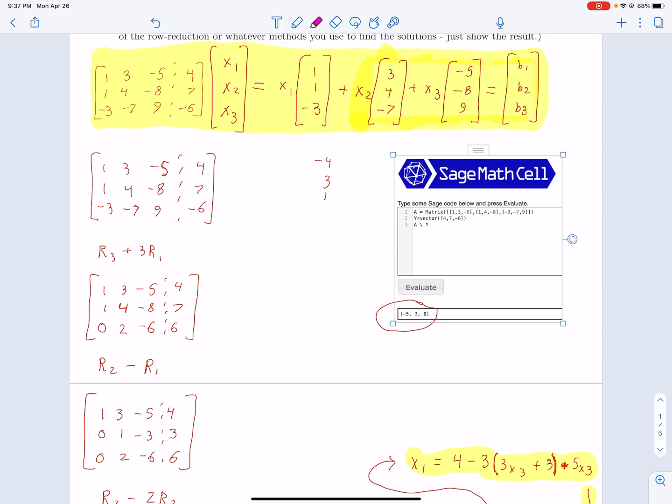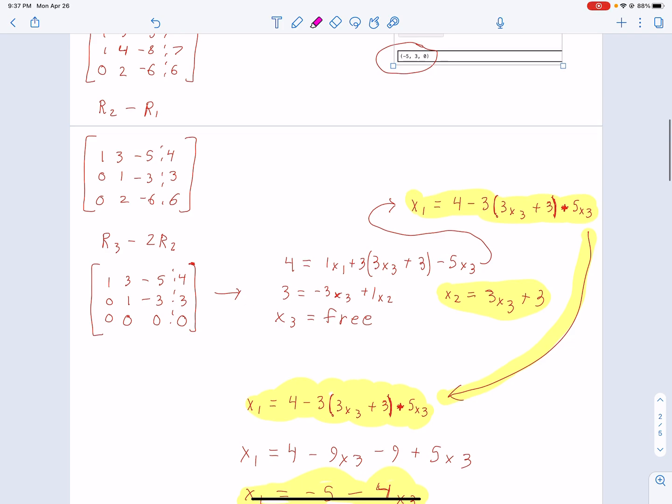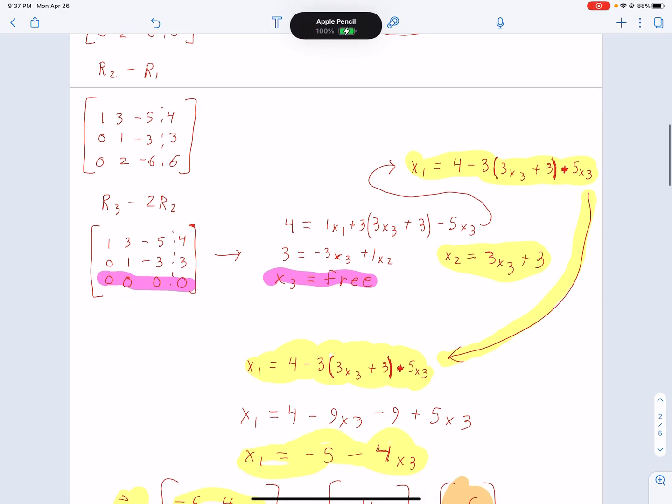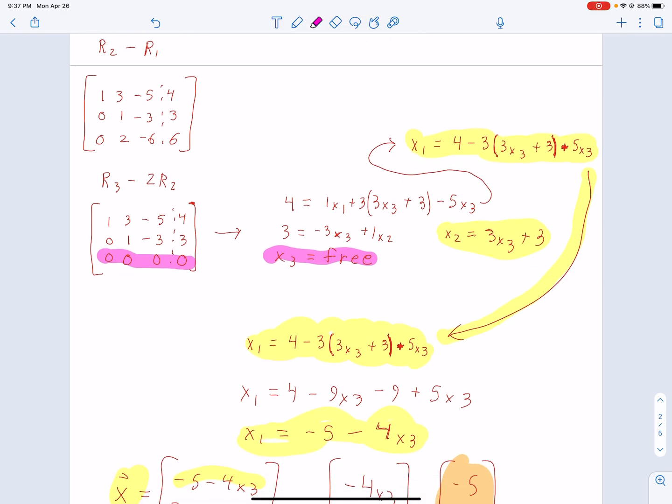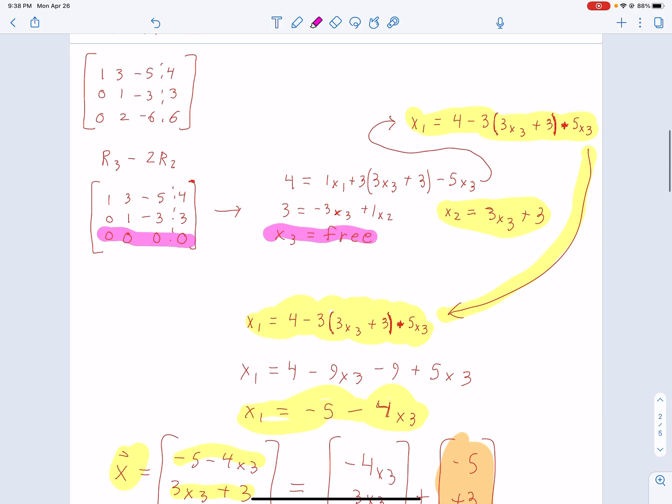take our augmented matrix and reduce it all the way down to our reduced echelon form. Now we can see that x3 is free, which allows us to solve our equation much more easily. As you can see, we have x1 reduced, which equals -5 minus 4x3, x2 equals 3x3 plus 3, and x3 is free. Then since we knew x3 is free, we incorporated that into solving for x2 and x1.